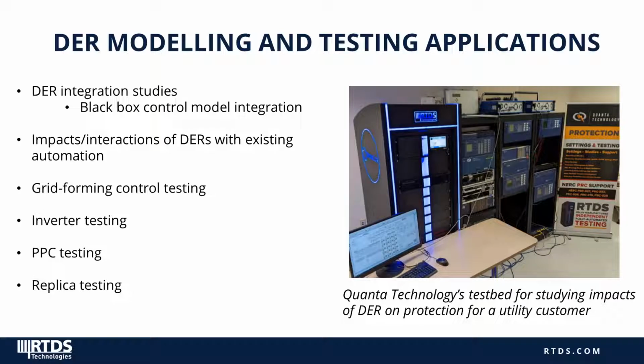Inverter testing. The testing of physical inverters at a wide range of power levels is also possible via power hardware in the loop testing. So here you're using a 4-quadrant amplifier to connect an inverter and a solar panel, for example, or a controllable DC source, to the real-time simulation to determine its response to various events and conditions on the grid. So testing not just on the control level for DERs, but also at the power device level.